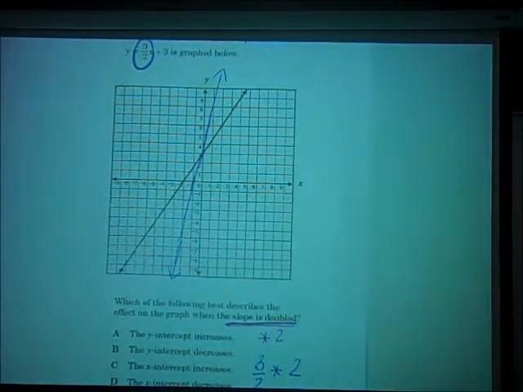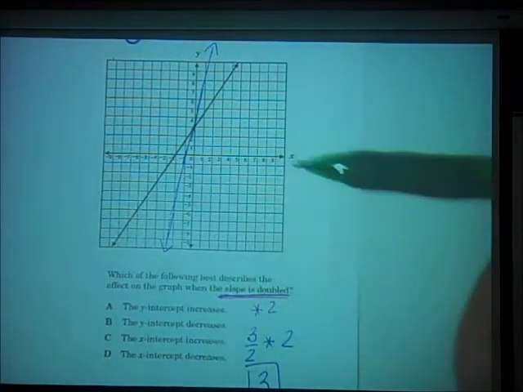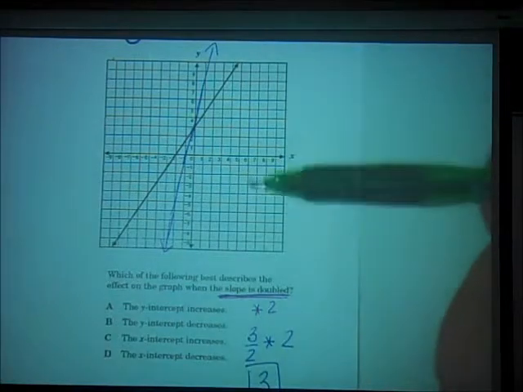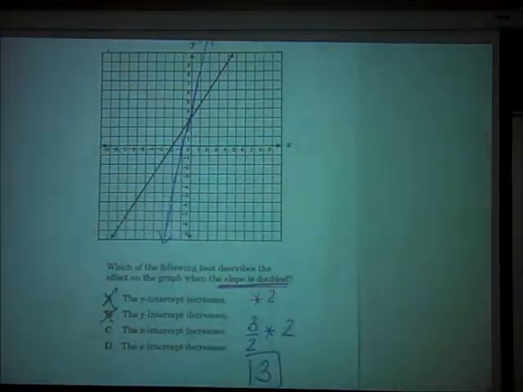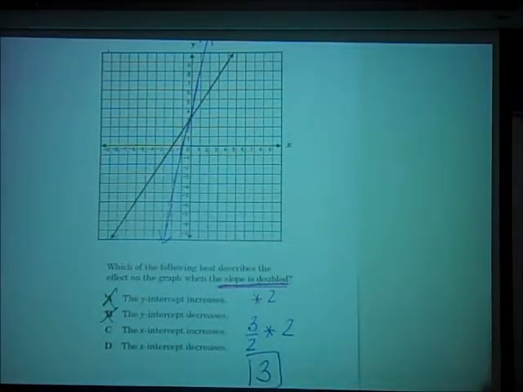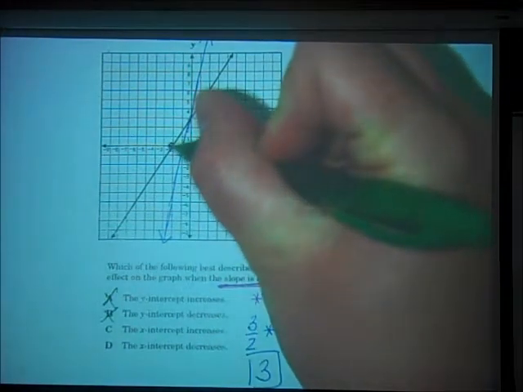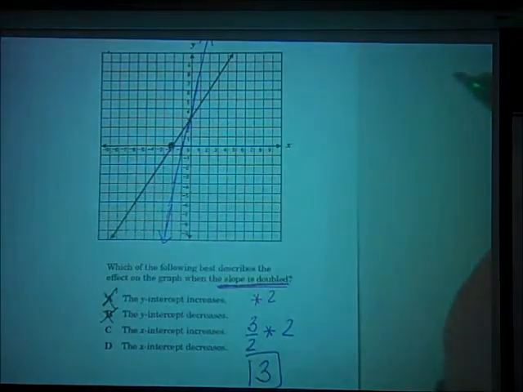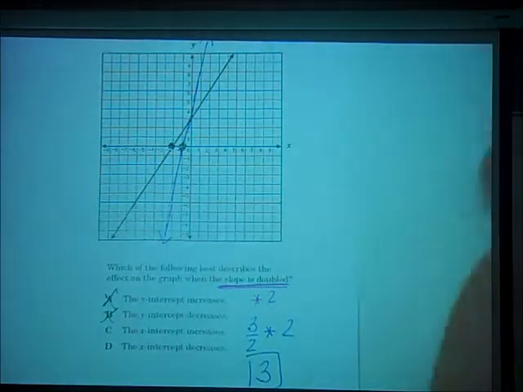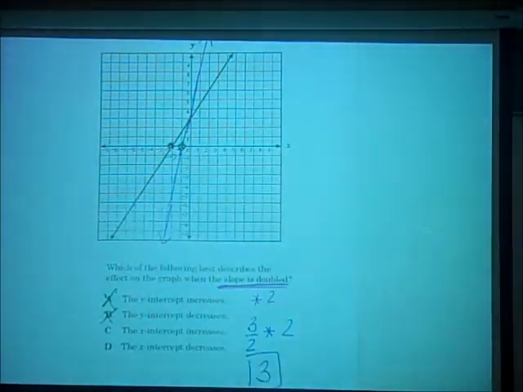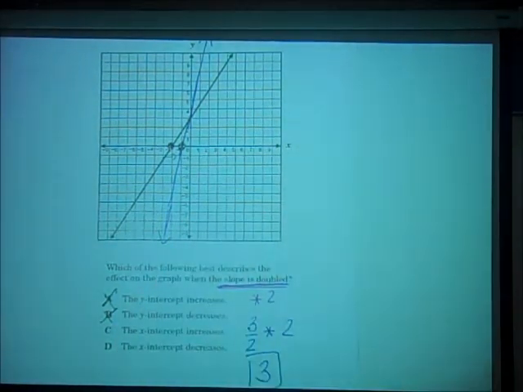So if I changed my slope, well, first of all, did my y-intercept change? Did it tell me that my y-intercept changed? No, it didn't. That's right. So we know it's not A. We know it's not B. So we look at C or D, which says the x-intercept increases or the x-intercept decreases. Well, my original x-intercept was at negative 2. When I drew the line steeper, my x-intercept was at negative 1. It moved to the right. So did it increase or decrease? Yeah, it increased. So I'm thinking C is my answer.